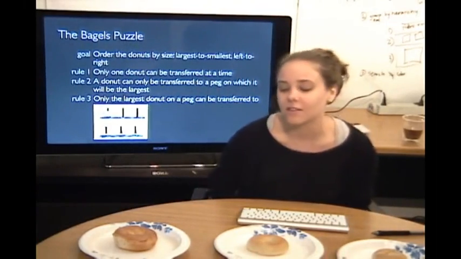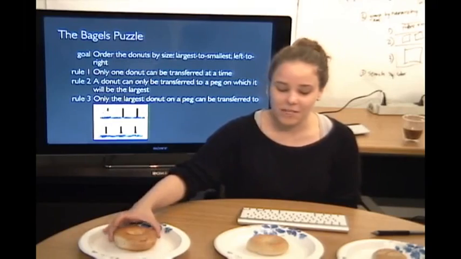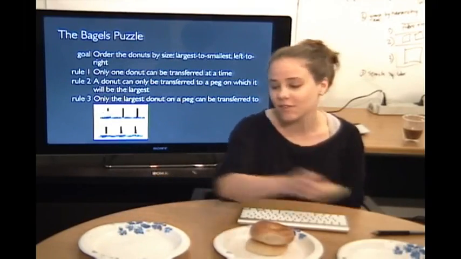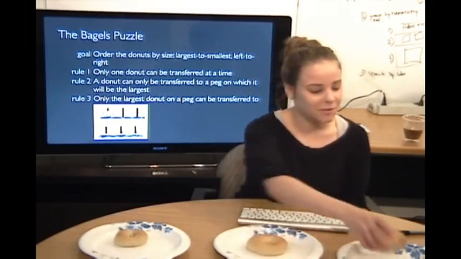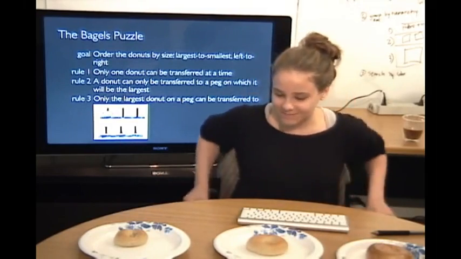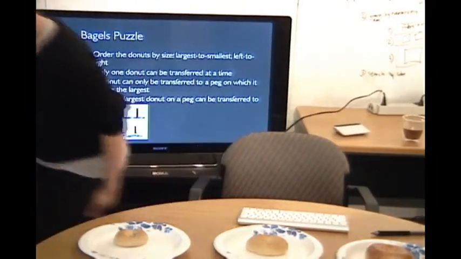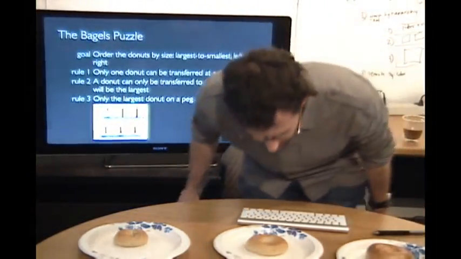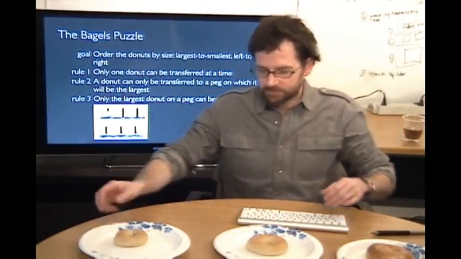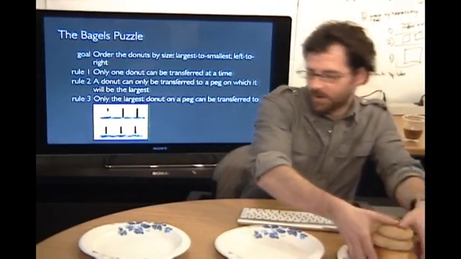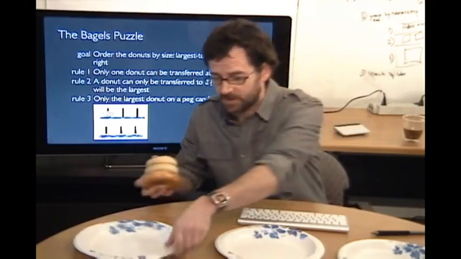Cool. So it has to be the largest, right? Largest on the left. So I can move this one here. You got it. And I can move this one here. Yep. And I can move this one here. Yep. Good. There you go. Well done. Now all of our diners are happy. Presuming, of course, these were New York bagels, which they're not, but that's close enough for now. So that's our bagels game for today.